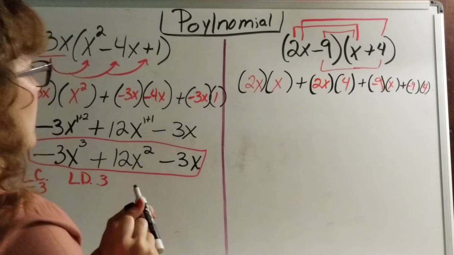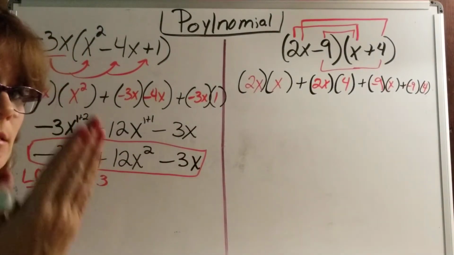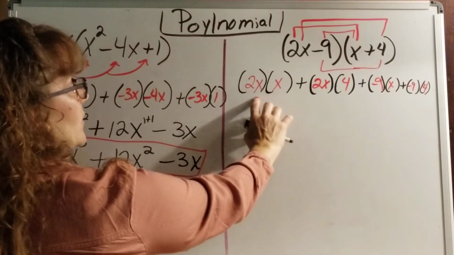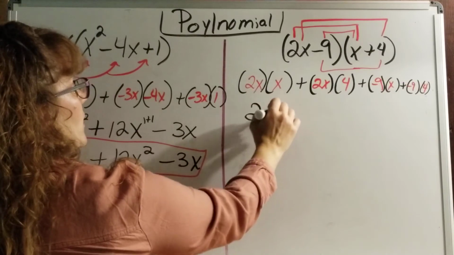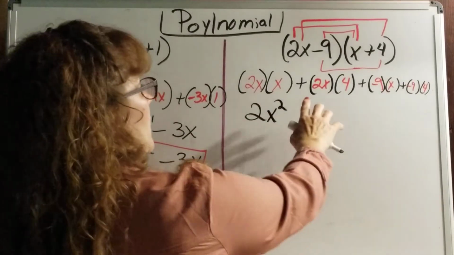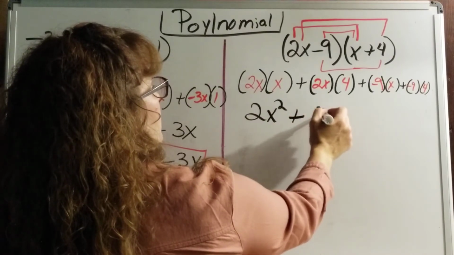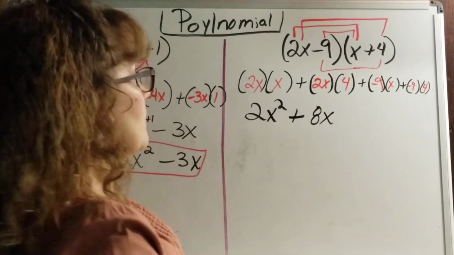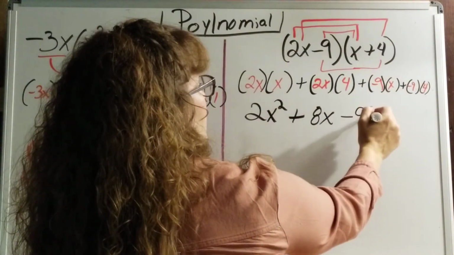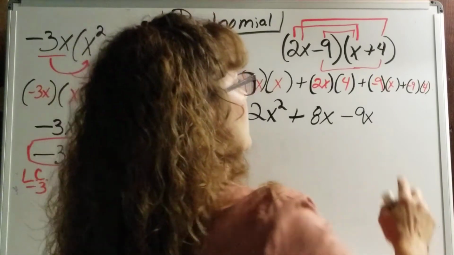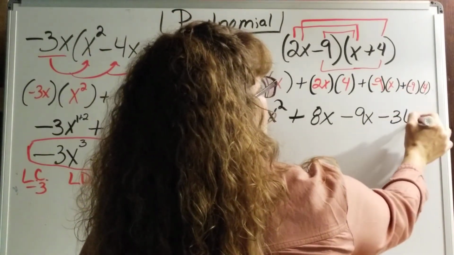Okay, so let's clean this up. I have 2x times x, and again, when you multiply like bases, we add the powers. My like base on this one is x. I have x to the first times x to the first, which gives me 2x squared. Then I have positive 2x times positive 4, which is positive 8x. I have a negative 9 times positive x, which is negative 9x. I have a negative 9 times positive 4, which is a negative 36.